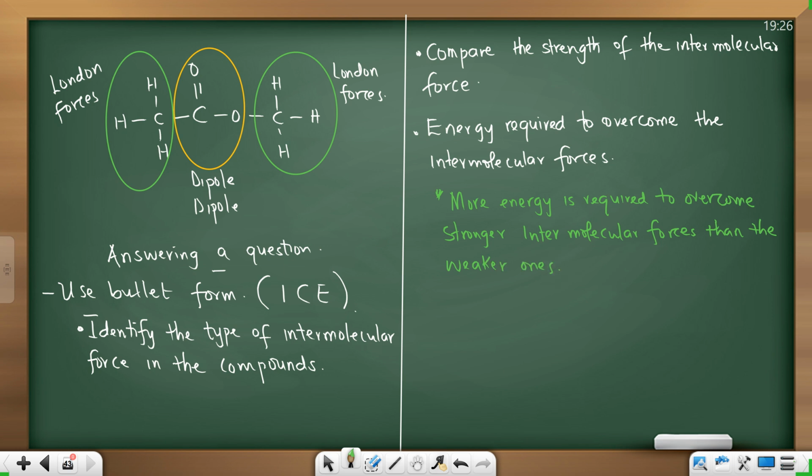Guys, when you compare, please mention both of them. Mention both of the forces. And use the words stronger than, because you are comparing. Please, that is very key. The hydrogen bond in alcohol is stronger than the London force in alkanes. You are comparing, so please make sure you do a comparison.